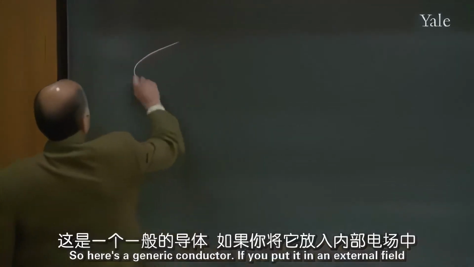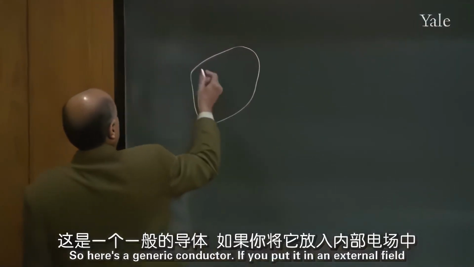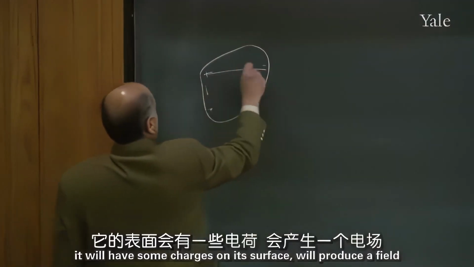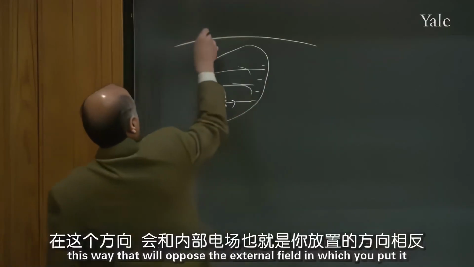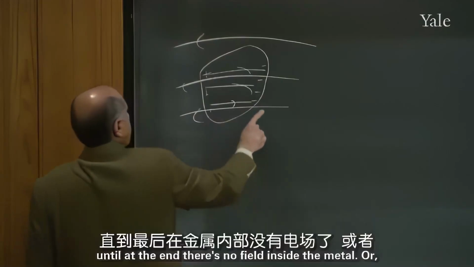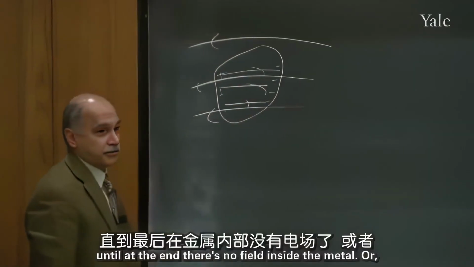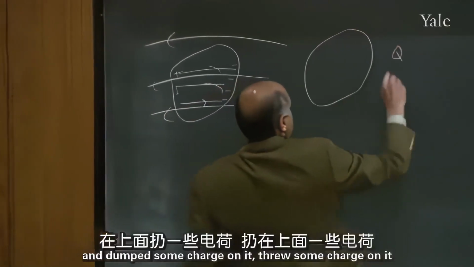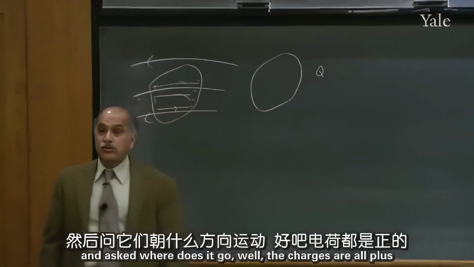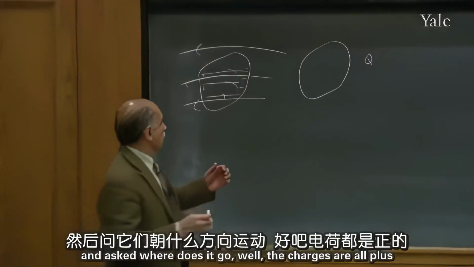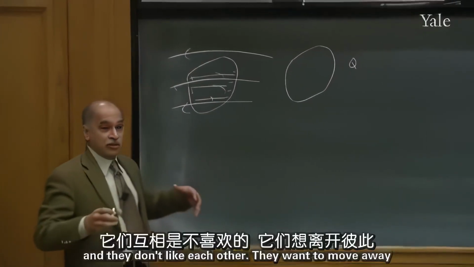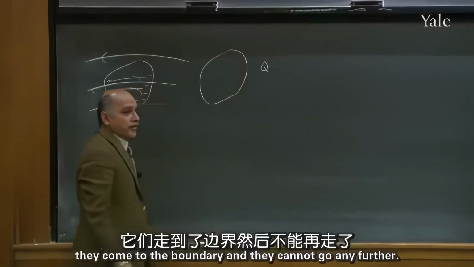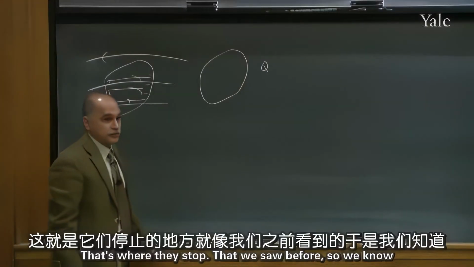So here's a generic conductor. If you put it in an external field, it will have some charges on its surface, which will produce a field this way that will oppose the external field in which you put it, till at the end, there is no field inside the metal. Or if you did not put it in the field, you just took this material and threw some charge on it, and asked, where does it go? Well, the charges are all plus, and they don't like each other. They want to move away from each other, and they move as far as they can till they come to the boundary, and they cannot go any further. That's where they stop. That we saw before.